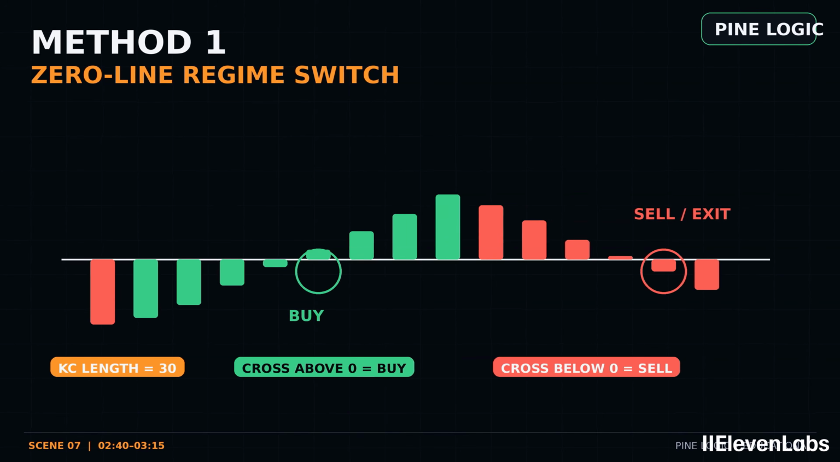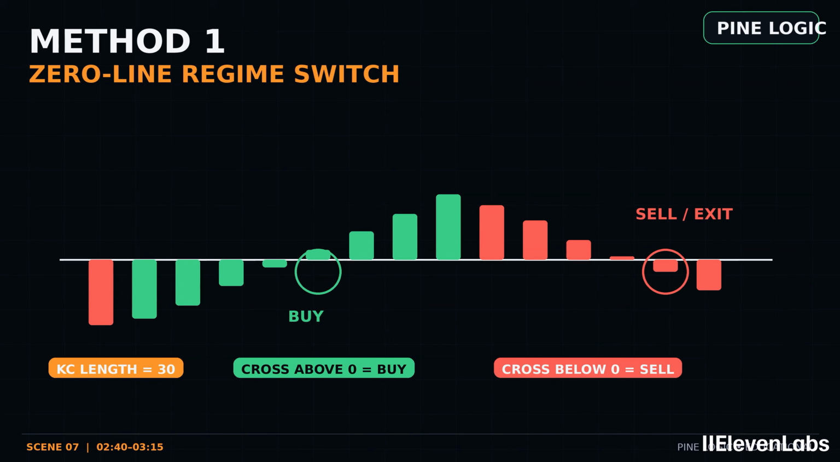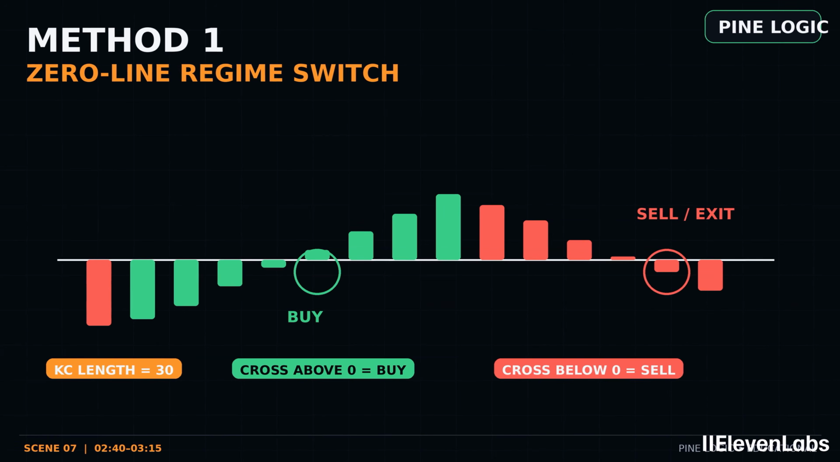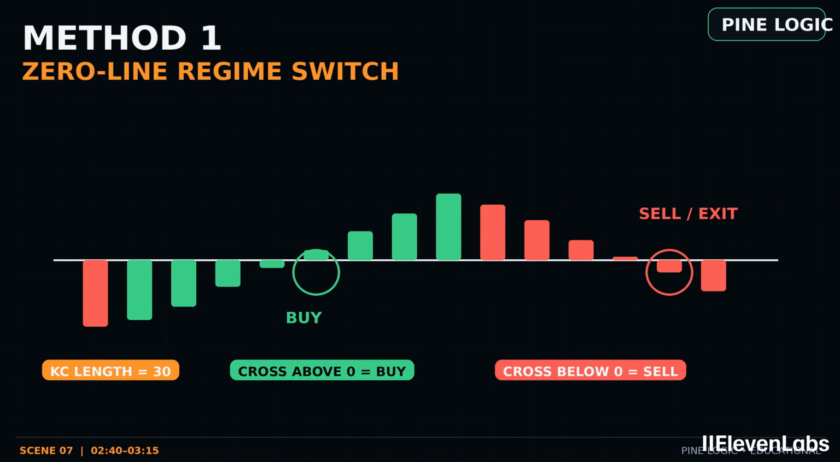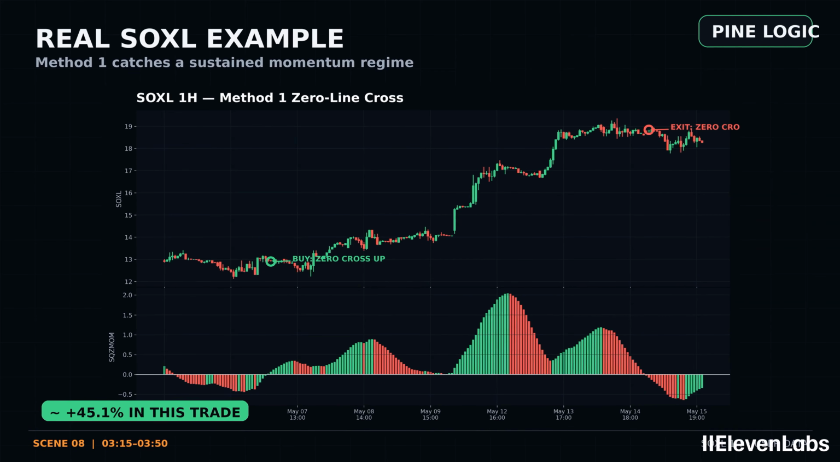Here is a real example from the SOXL 1-hour data. In May 2025, the histogram pushed through zero and the long entry was taken on the next bar. The position stayed open until the opposite zero cross. On this particular sequence, the move produced roughly 45% after the small transaction cost assumption used in our test. The point is not that every cross does this. The point is that the zero line can behave like a clean trend regime boundary.